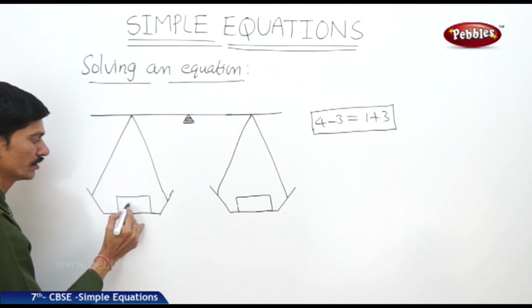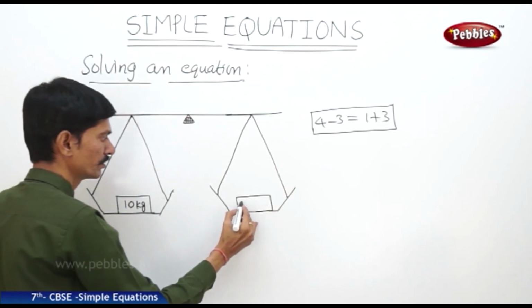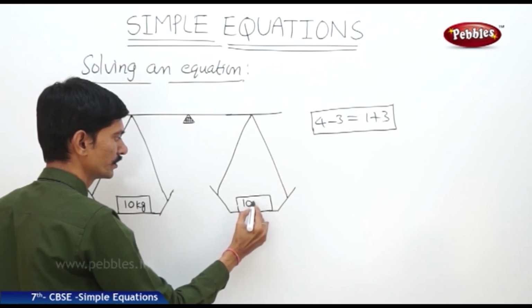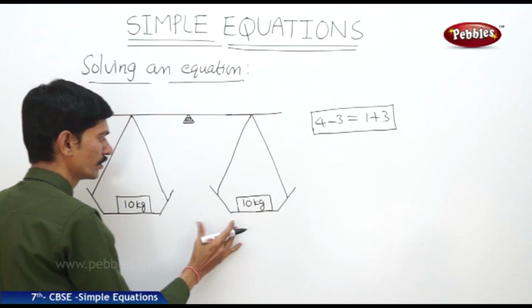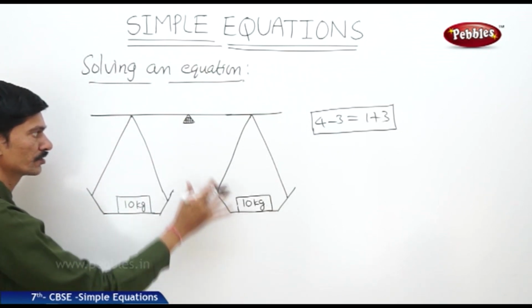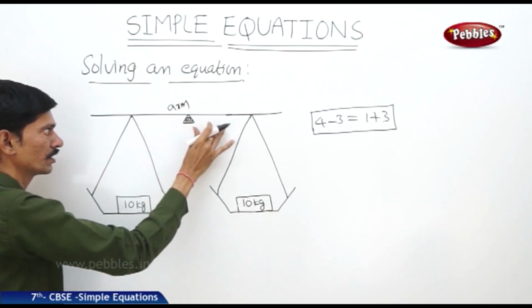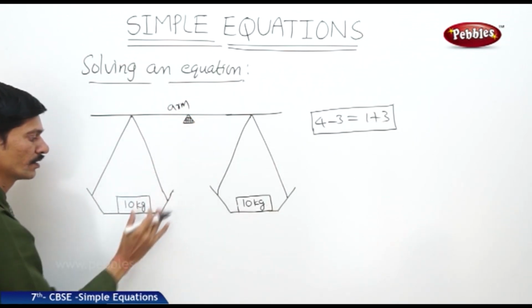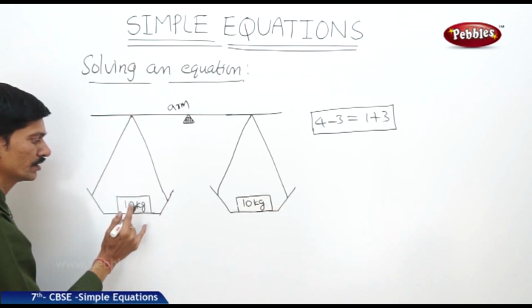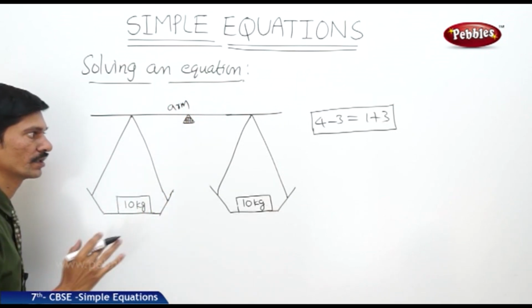So for example, in the left pan there is a weight of 10 kilograms, and in the right pan also there is a weight of 10 kilograms. So when both weights are the same in the two pans, the arm of the balance remains horizontal. When either pan has more weight, the arm is not horizontal.